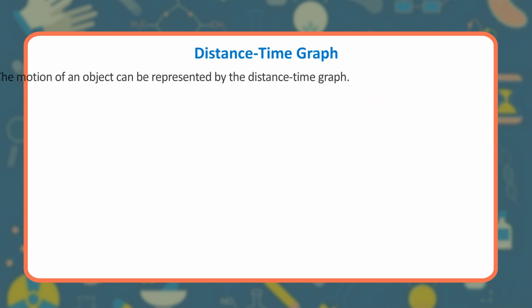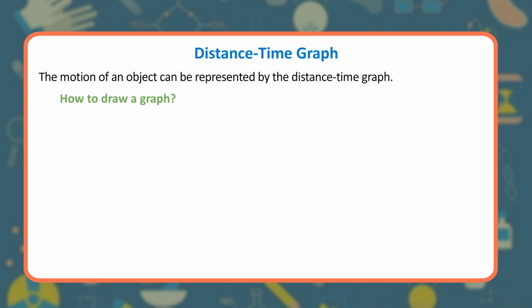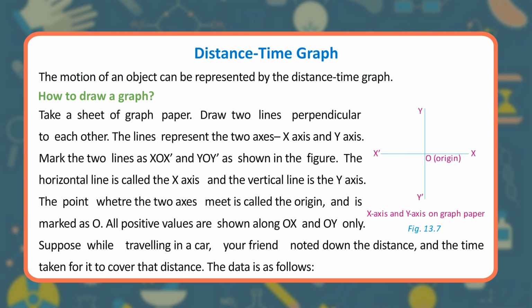Distance-time graph. The motion of an object can be represented by the distance-time graph. How to draw a graph? Take a sheet of graph paper. Draw two lines perpendicular to each other. The lines represent the two axes, x-axis and y-axis. Mark the two lines as X and Y as shown in the figure. The horizontal line is called the x-axis and the vertical line is the y-axis. The point where the two axes meet is called the origin, and is marked as O. All positive values are shown along X and Y only.